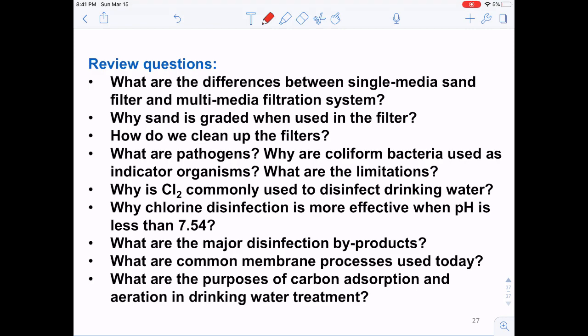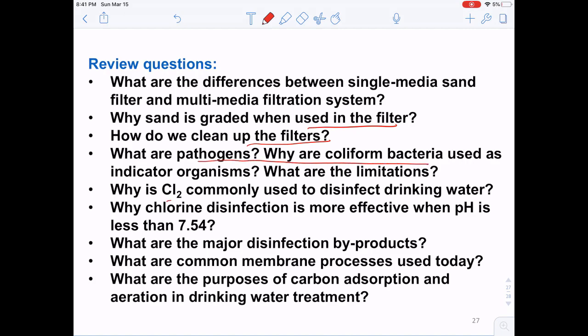We can just do a quick review here. So in this class, we want to know what are the major differences between the single media sand filter and the multimedia filtration systems. And basically we want to know how we can design these filtration systems, and why the sand is graded, or why the sand is sized when it is being used in the filter, and how we can clean up the filter. We can use the backwash water to remove these particles, right?